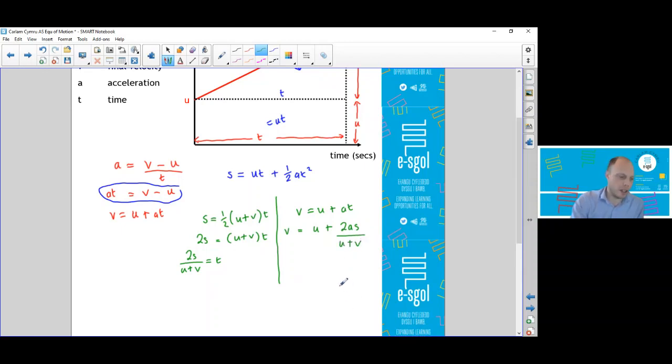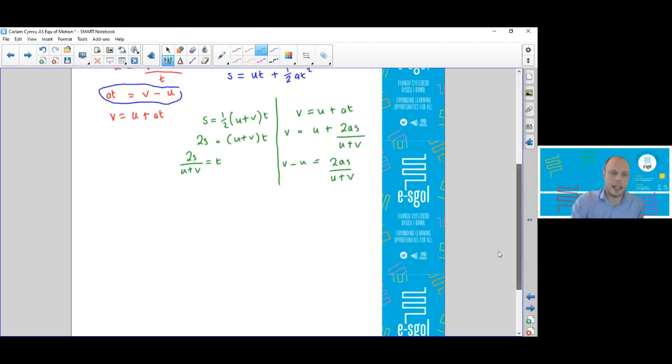Okay, now I want to rearrange this slightly. So bring the u over, v minus u equals 2as over u plus v. If I move this down slightly, I don't want this fraction in my equation, so I'm going to bring u plus v up together, and that's going to multiply what's already there. So that's v minus u, and then u plus v equals 2as.